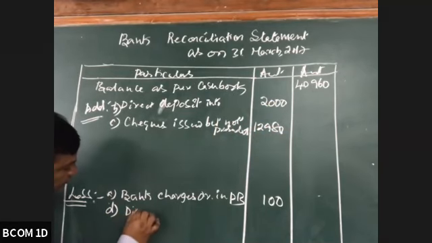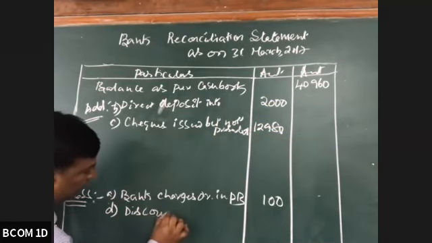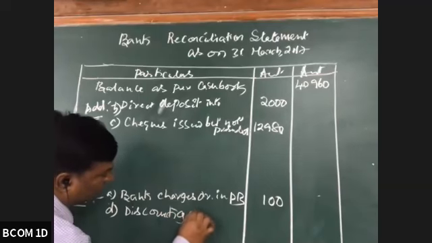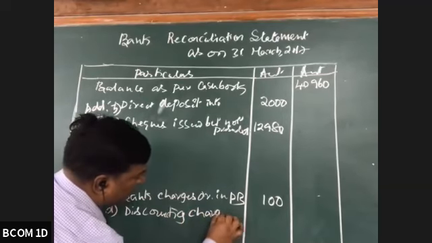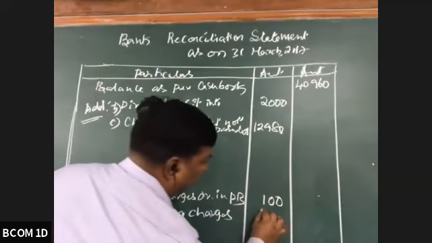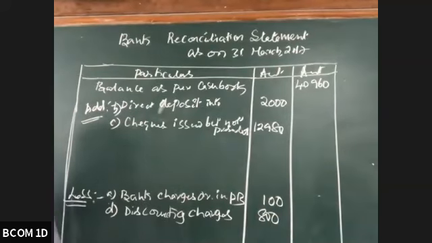Discounting charges, 800. I'm not writing in full, but you have to write in full. Discounting charges recorded only in the passbook, but not in the cash book. That's full, you have to write. Full sentence you have to write.